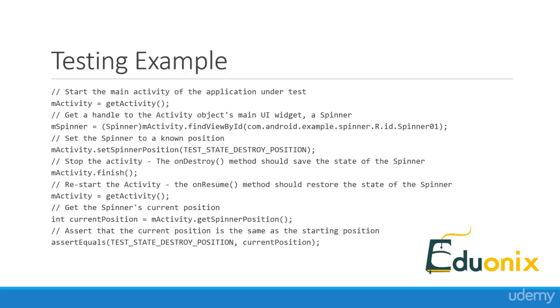Here we see a code snippet that illustrates how to test that an activity saves and restores its state as expected. We first start the activity, and then we get a handle for the spinner that is the activity's main UI widget. We set the spinner to a known position, and then stop and restart the activity, and assert that the spinner's position is still as previously set.